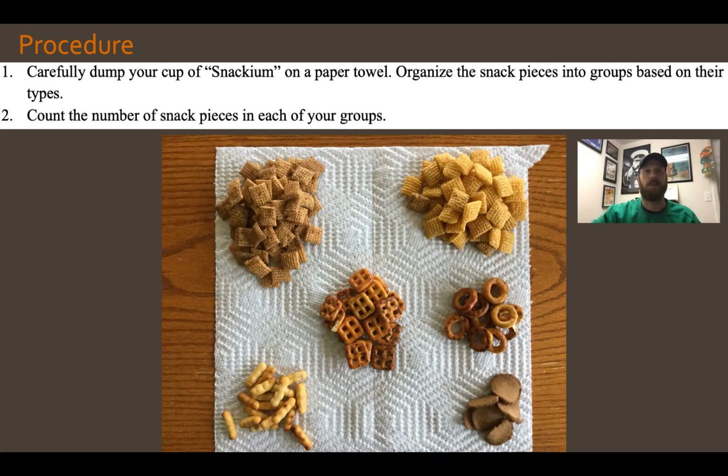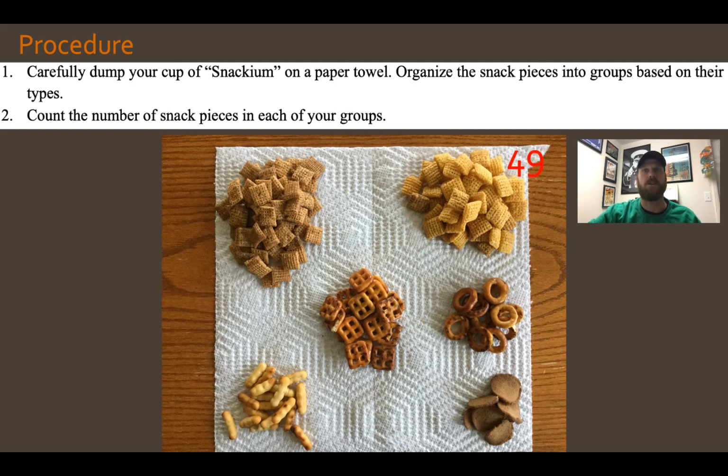Okay, let's apply this to our imaginary element, Snackium. From the procedure, you can see the first 2 steps involve dumping out the Snackium and organizing the different isotopes into groups. So you can see I organized all the different types of Chex Mix into individual piles. Remember, each snack piece represents an isotope of our Snackium element. Now we need to count the number of snack pieces in each group.